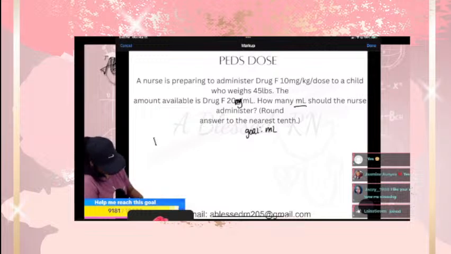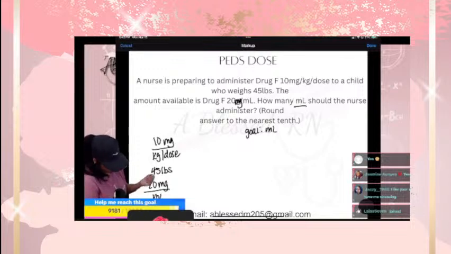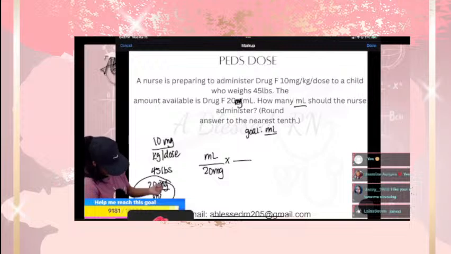So we have 10 milligrams per kg per dose as our order. Our patient's weight is 45 pounds. And our medicine is 20 milligrams per mL. All right. So PPP, patient prescription product, right? And we're looking for milliliters. I'm going to take this puzzle piece and flip it. Milliliter over 20 milligram. We got milligrams at the bottom. We need milligrams at the top.